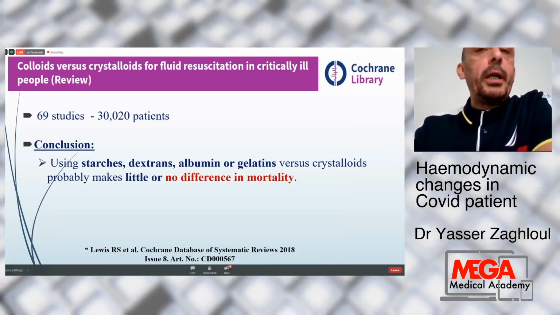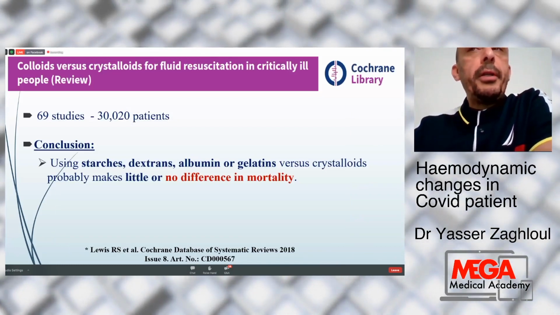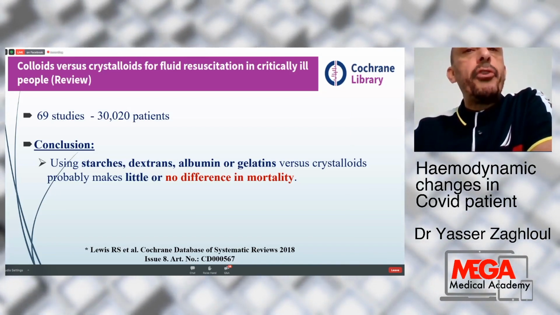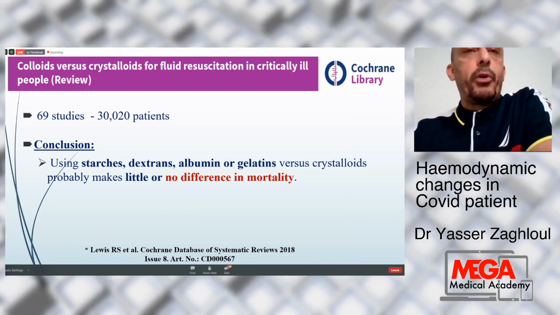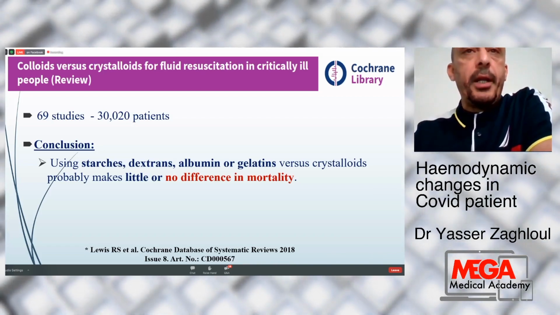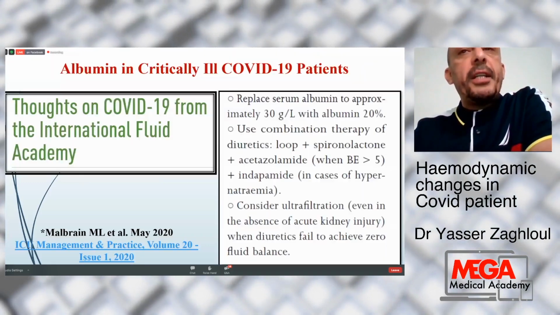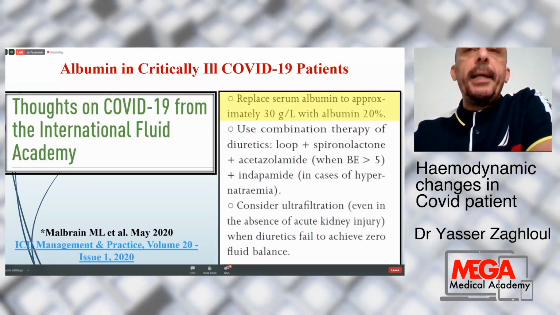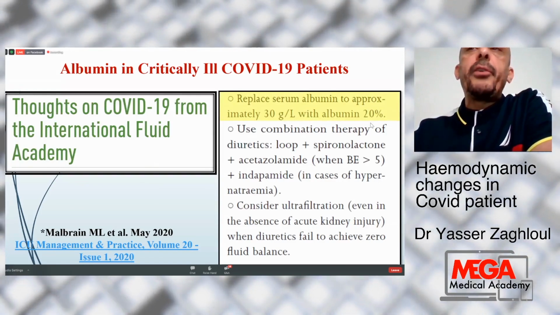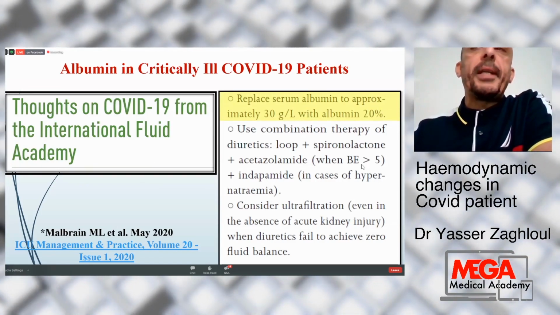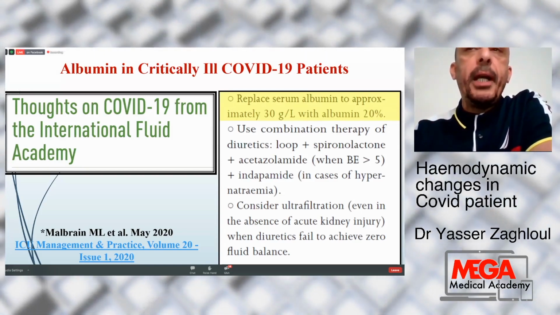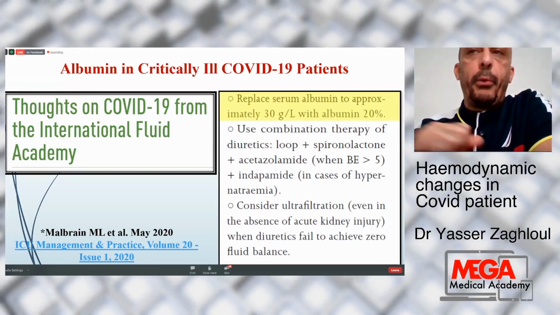Is there any place for colloids? According to the Cochrane Library, for starch, dextran, albumin, and gelatin, there is little or no difference in mortality, again in most types of shock or surgical patients as well. But in COVID patients, it is different. It is recommended to give albumin to maintain it around 30 grams per liter, and to use albumin 20%, not 5%, to give a smaller volume and to correct the hypoalbuminemia with a smaller volume of fluids.